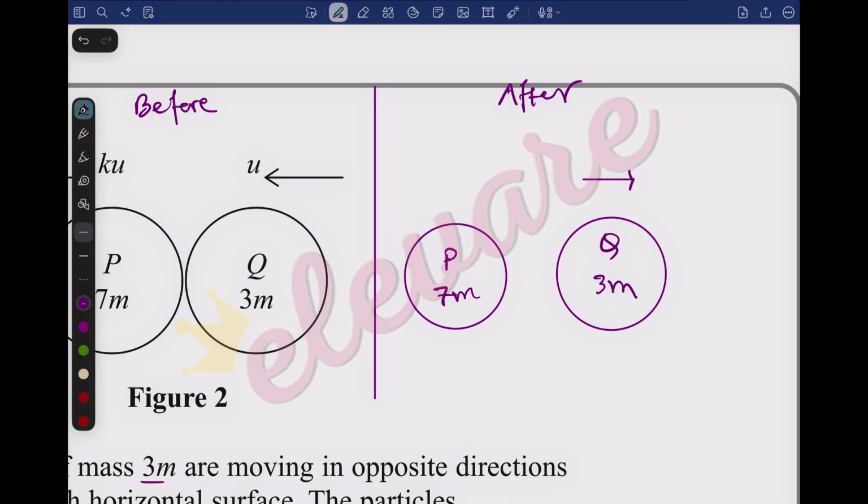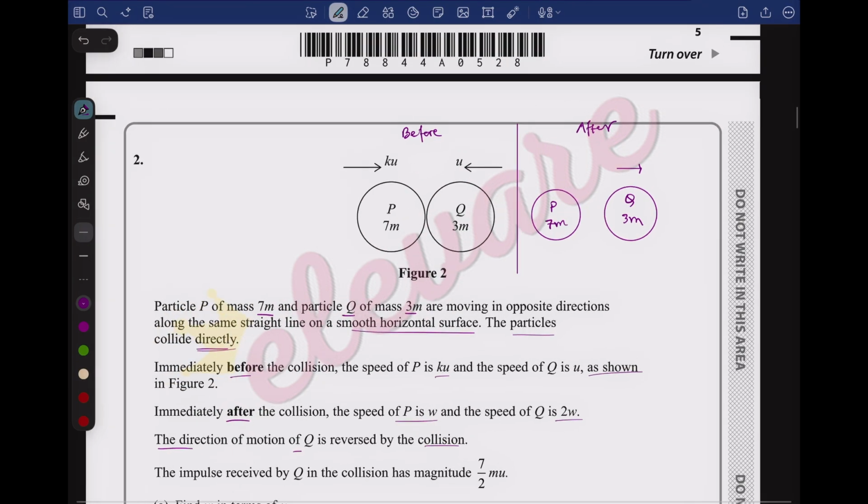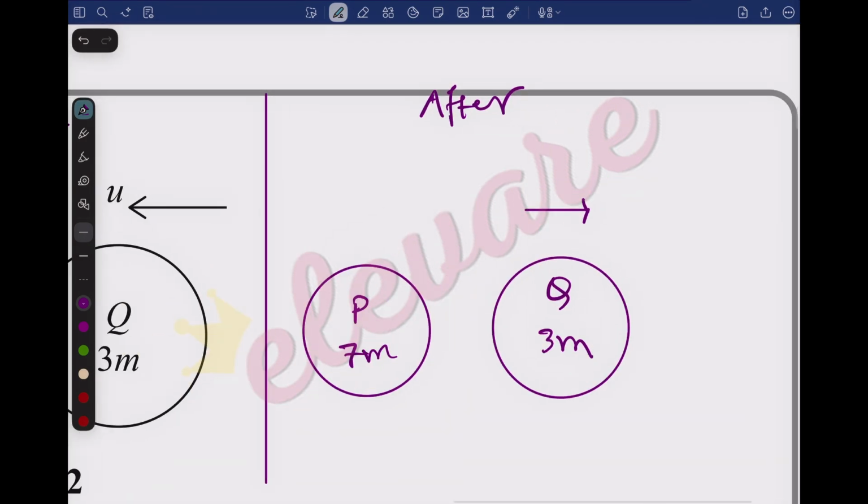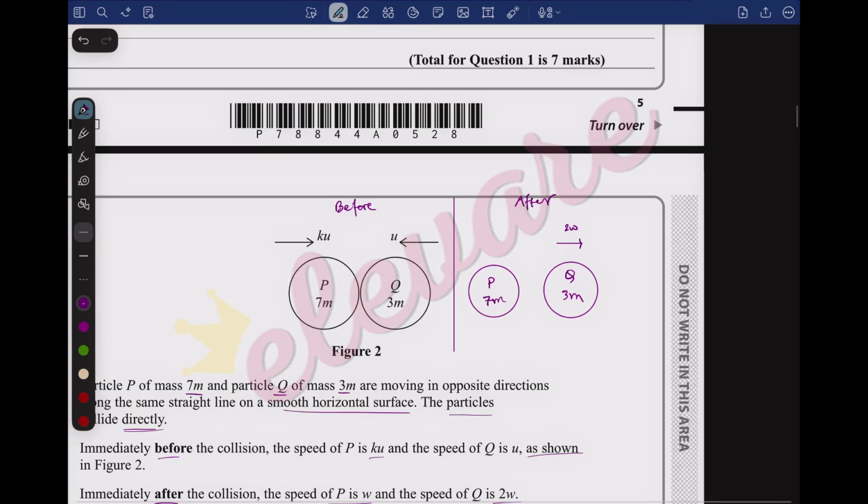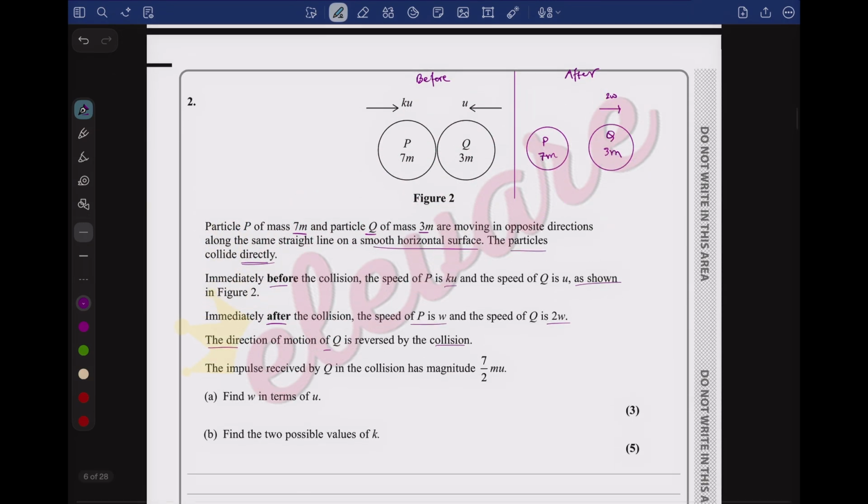Okay, so let's label that. And what was the speed? The speed is 2w. Now, if you're wondering and if you're confused that, okay, they didn't tell us anything about P, so how do we know in what direction P is moving after the collision? Well, that's exactly right. We do not know. And that information will be used in part B, so wait for that. For now, let's try to find out w in terms of u.